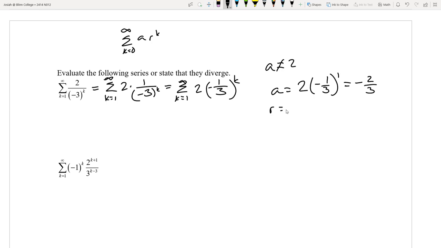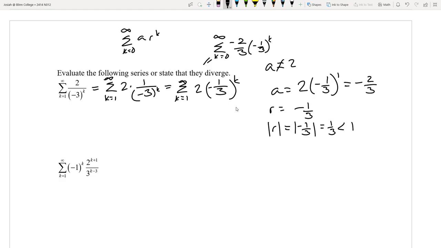R, however, is still going to be whatever has the k on it, so you have negative 1/3. The absolute value of r is the absolute value of negative 1/3, which is 1/3, which is less than 1. So this series should converge. If we want, we can rewrite this in the proper form with k equals 0 to infinity, negative 2/3, negative 1/3 to the k, but it's not necessary. We've gotten all that we need already.